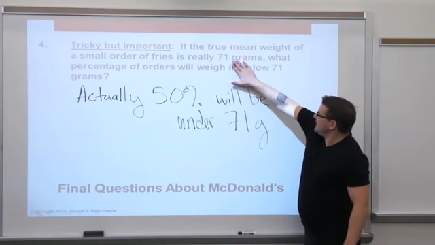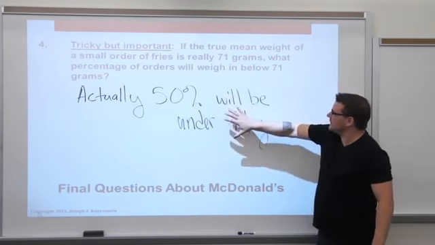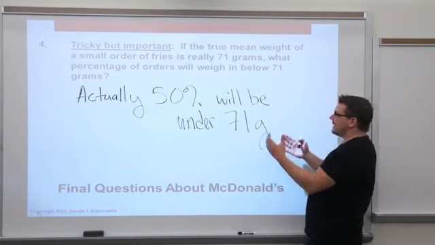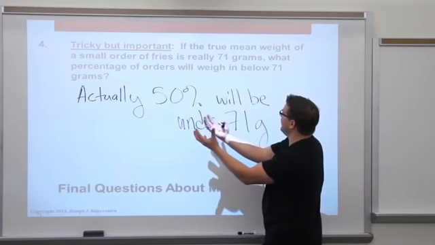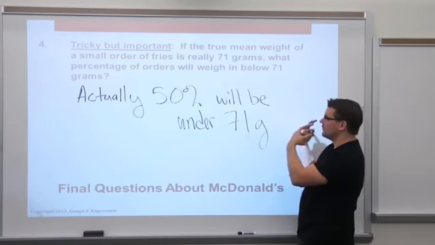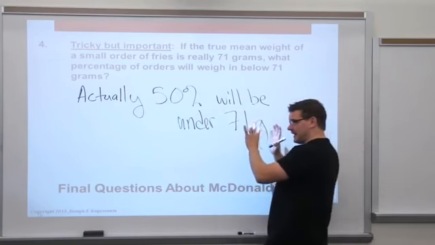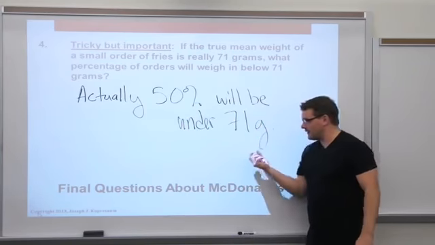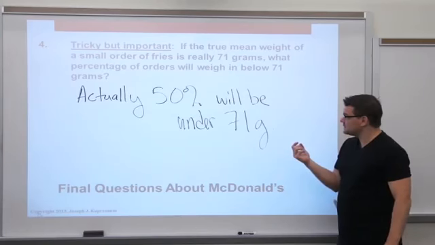And if the true mean is 71, think about this. Then if I collected 100 orders of fries, I would actually expect 50 of them, half of them, to be 71 grams or over, and I would actually expect half of them, or 50, to be 71 grams or under. And we hope with a very small standard deviation.